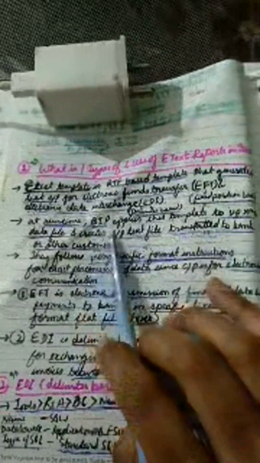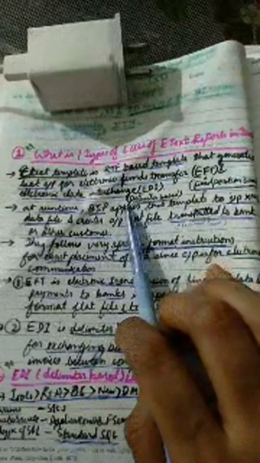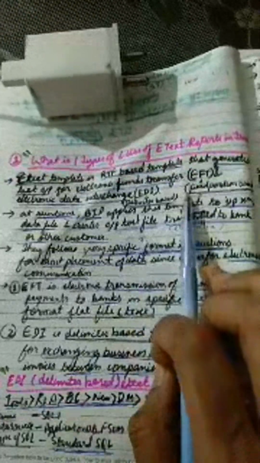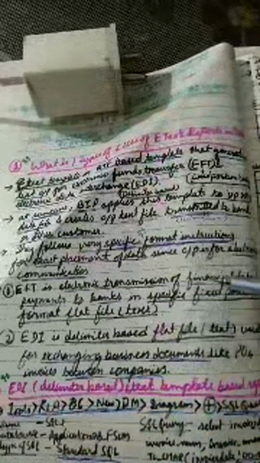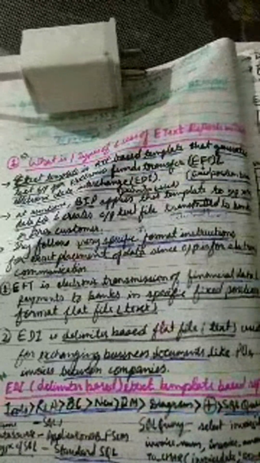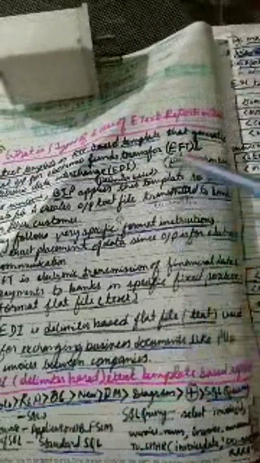Mostly EFTs are always fixed position based, and EDIs are delimiter based. Delimiter can be a comma, it could be a pipe, it could be anything. And fixed position based are basically used whenever we are transferring information, or we are generating any kind of file having financial information. Okay, so mostly among the banks or other financial institutions, we'll use EFT.